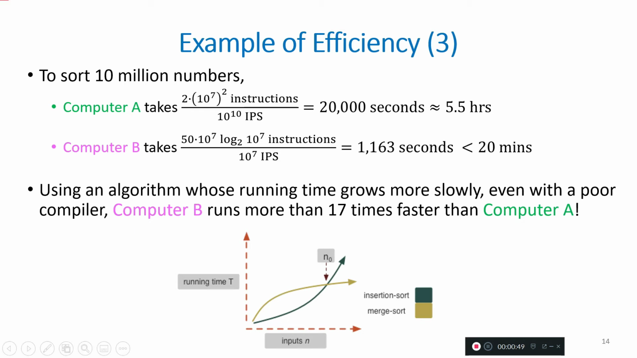So what we can conclude from this example is that even though merge sort has a slower growing running time, as the input n increases, at some point, which we call n naught over here, we would see that it would perform much better than the insertion sort. So the lower the running time growth, the more efficient the algorithm would perform for sufficiently large values of n.